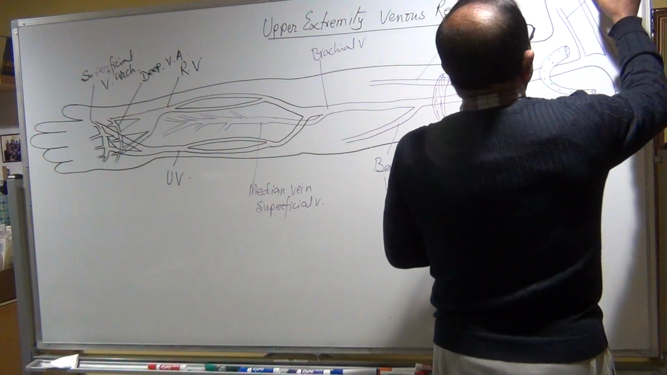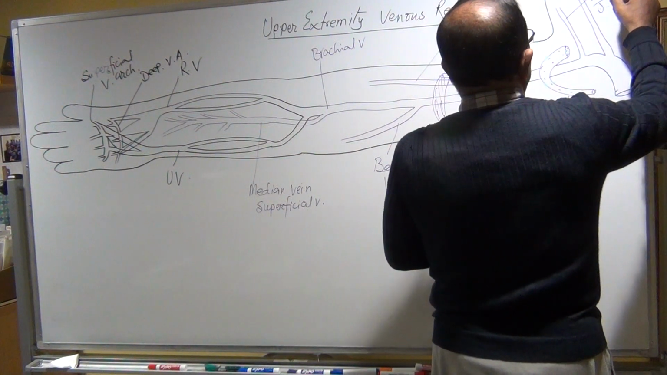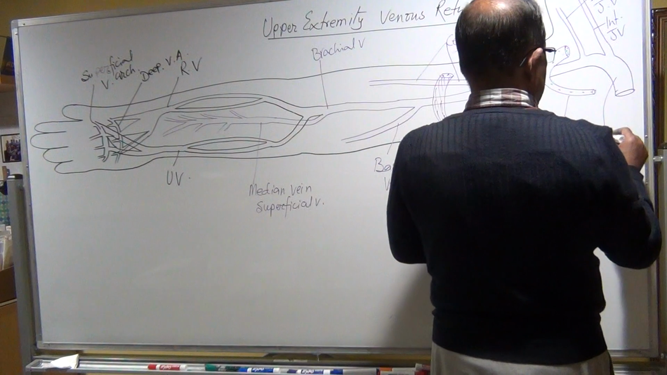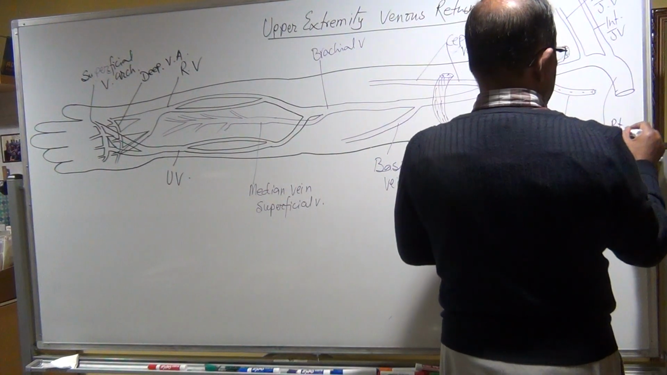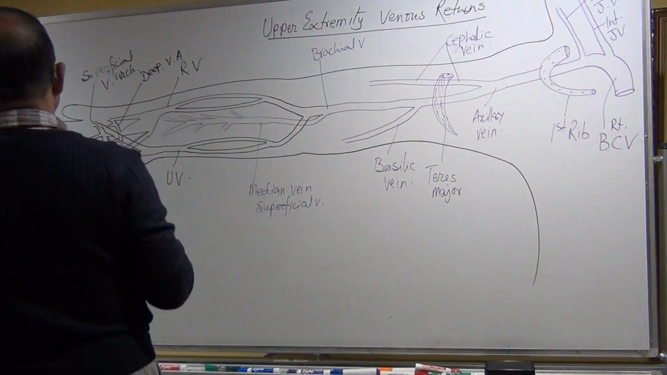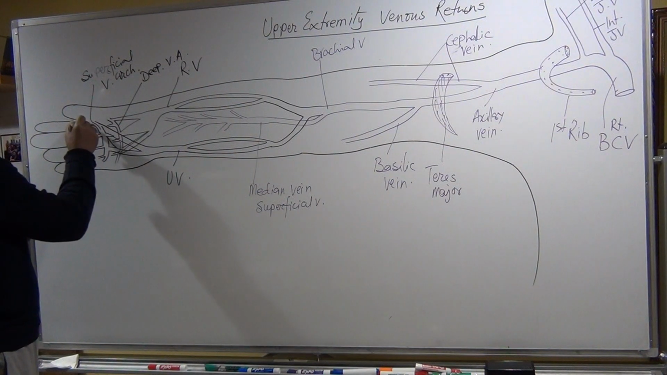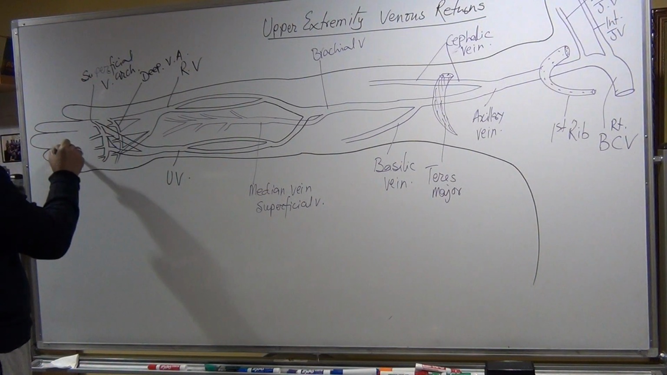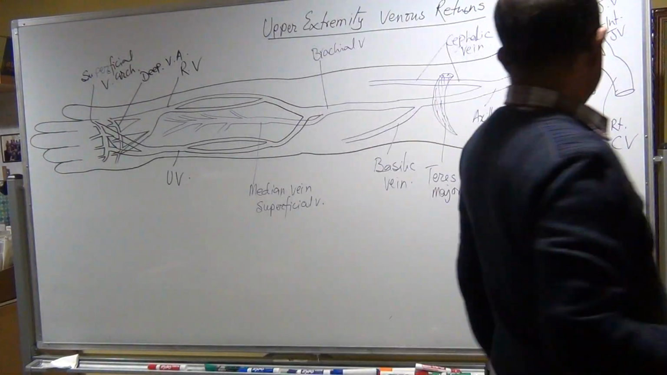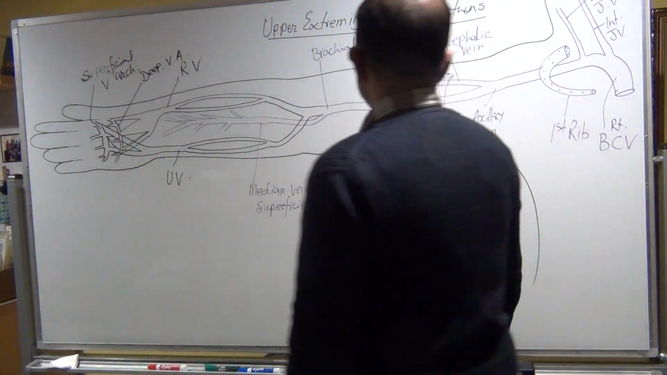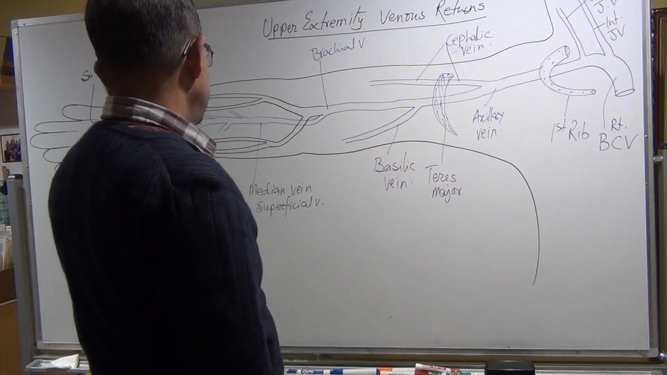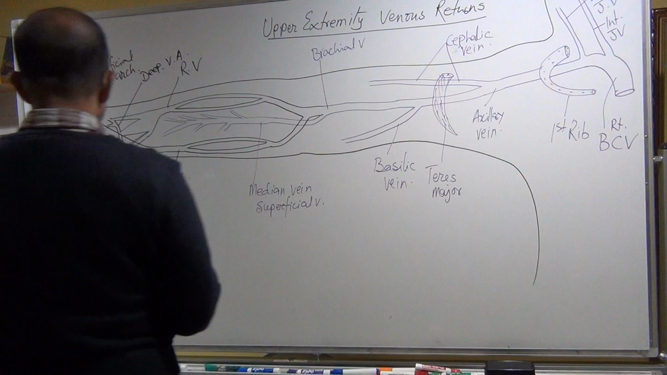So this is external jugular vein, this is internal jugular vein, and this is right brachiocephalic vein. Okay, so now this right and left brachiocephalic vein join together to form the superior vena cava. Superior vena cava.